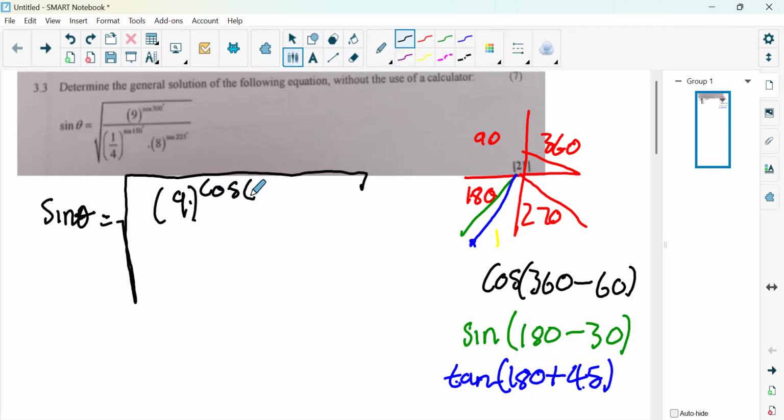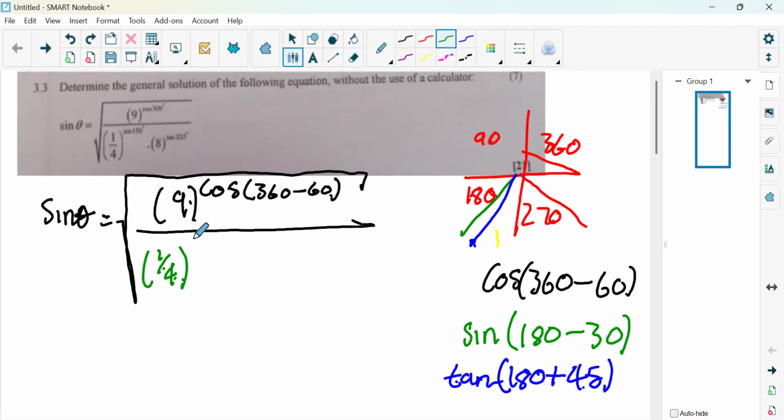Let's say it's 9, and then this one is going to be written as cos of 360 minus 60, all over, open bracket, 1 all over 4, to the power of sine, open bracket, 180 minus 30, close bracket, close bracket, multiplied by.